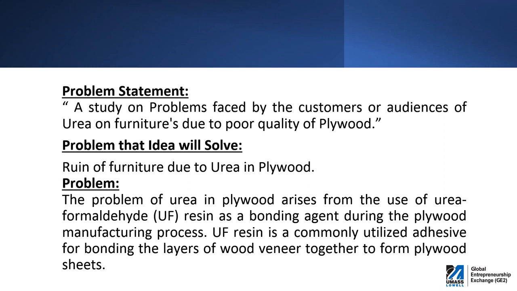What is the main problem? The problem of urea in plywood arises from the use of urea formaldehyde resin as a bonding agent during the plywood manufacturing process. Various manufacturers are not using proper chemicals and not following proper standards while making the plywood, which causes urea problems in just 1 or 2 years, and the customers need to change the plywood.